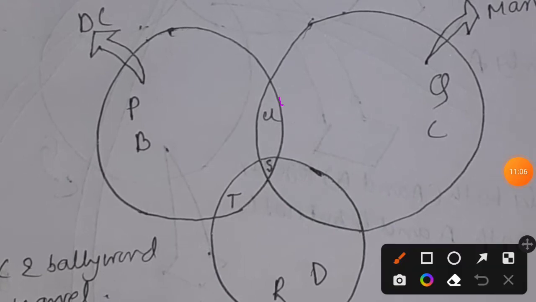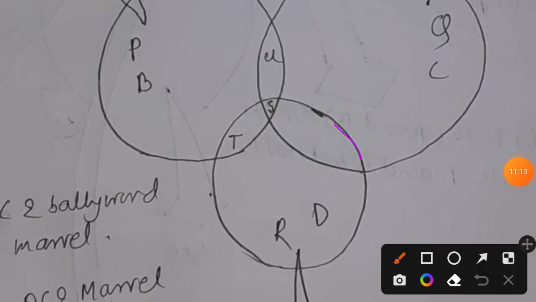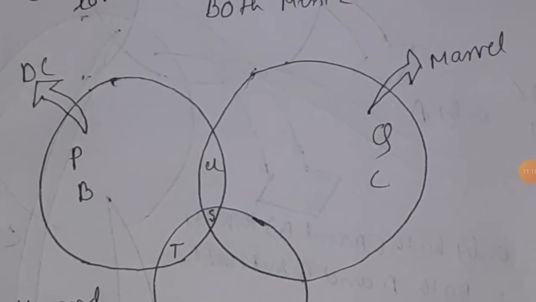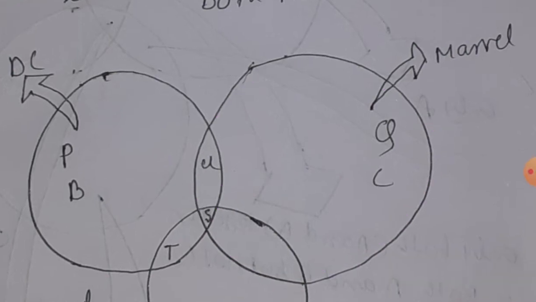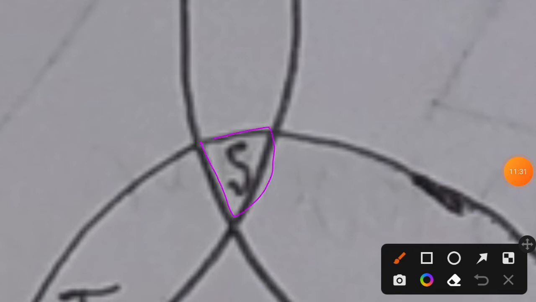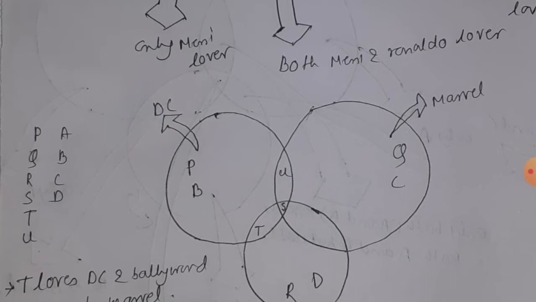Okay, as you can see, if you try to draw the circle for DC, you have to take S. Similarly, if you draw the circle for Bollywood, you also have to take S. And if you want to draw a circle for Marvel, you again have to take S. That means this portion is common for Marvel, DC and Bollywood. Okay, so S will be allotted here, so with the help of this example I think it is clear.